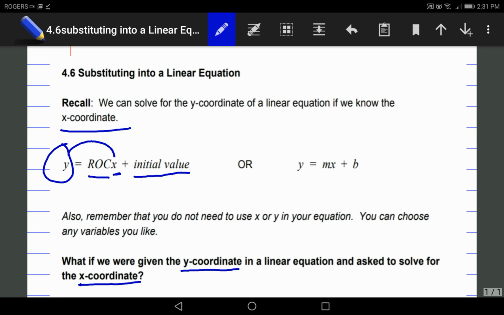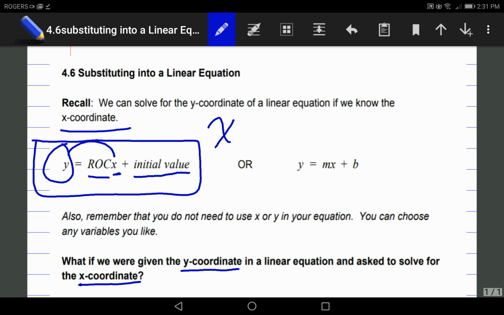The question is, how can we rearrange this equation so that x is by itself, so that instead of an equation that says y equals, we get an equation that says x equals? That's what we're going to try to first develop in this lesson, and then we're going to use that formula after. So what I'm going to show you now is how to rearrange this formula to get x by itself so that we could potentially solve for x if we were given the y coordinate.